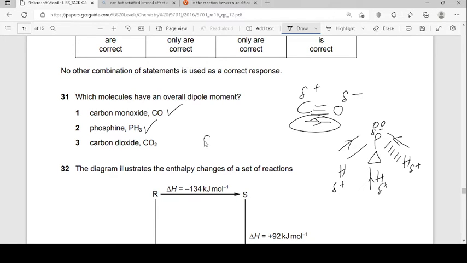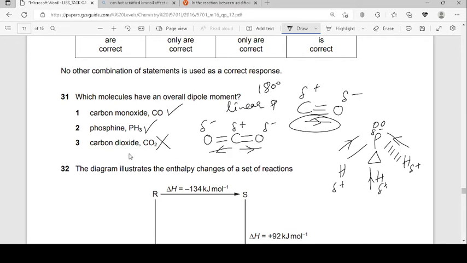Now, if I look at carbon dioxide, this is partially positive, these are partially negative, and because it's a linear molecule, isn't it? As we mentioned before, it's sp, 180 degrees, such a symmetrical molecule, and the dipole moments cancel each other out, because over here I have a moment, over here I have an equal but opposite dipole moment, so they cancel each other out, which means that this does not have an overall dipole moment, which means that my answer is B, 1 and 2.